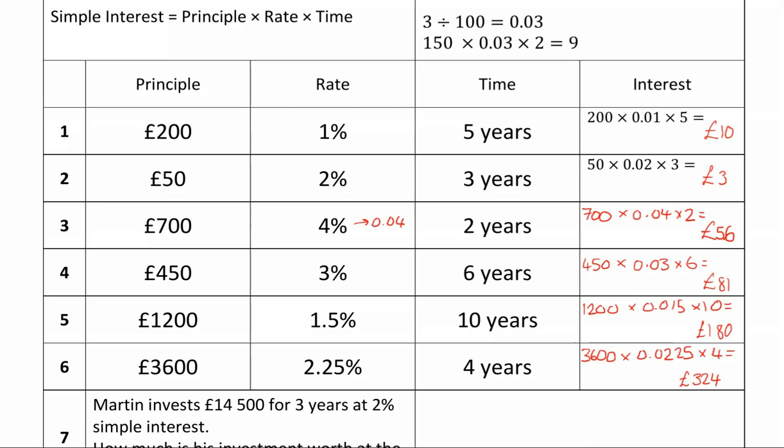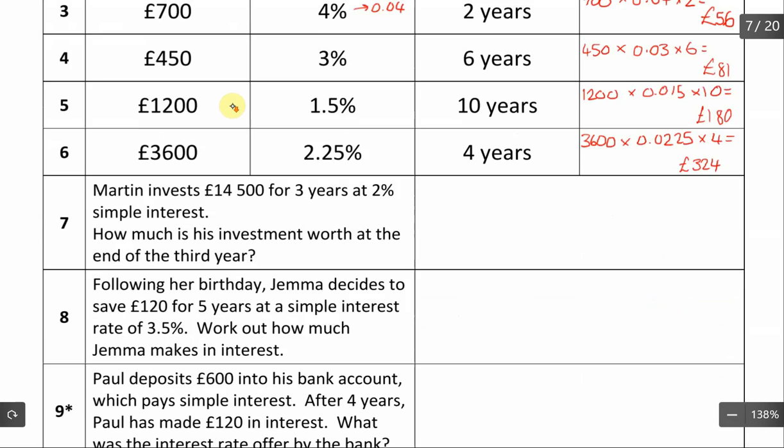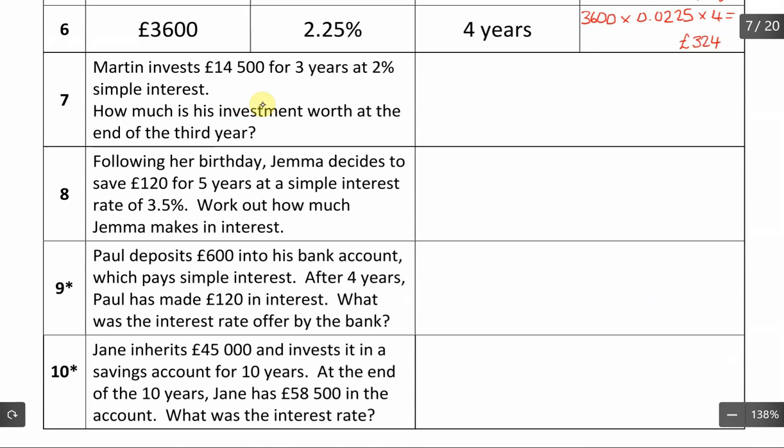Okay guys, there's the remaining answers to those questions. Right, let's have a look at the others. So number 7, Martin invests £14,500 for 3 years at 2% simple interest. How much is his investment worth at the end of the 3rd year? Okay, so the difference in this question is that they don't just want you to work out how much interest he's got in total, it's what his money is now worth.